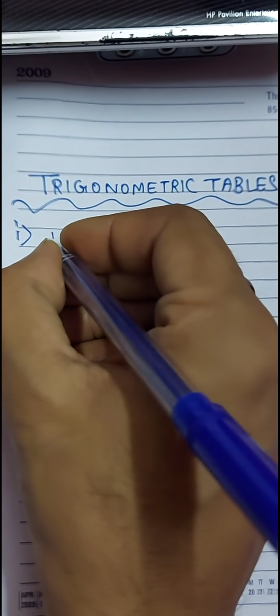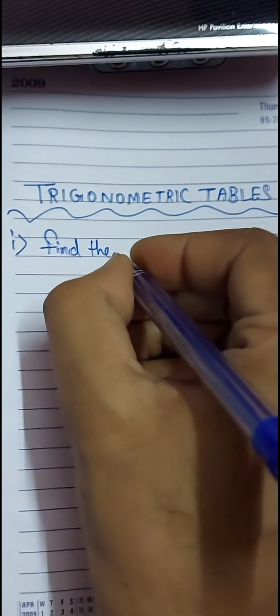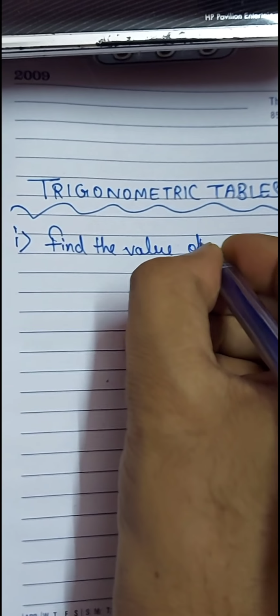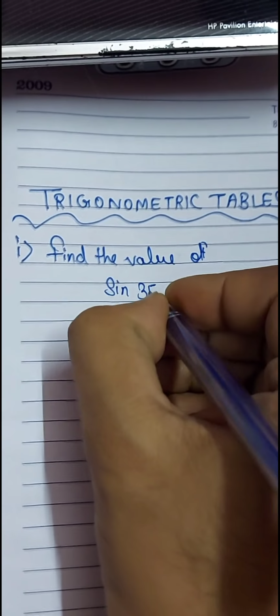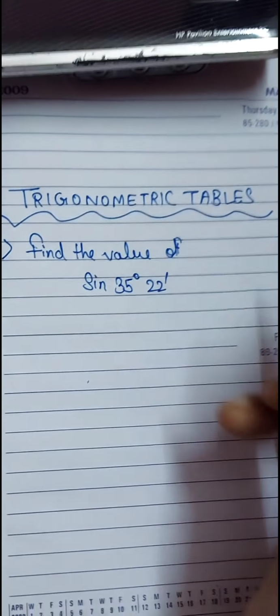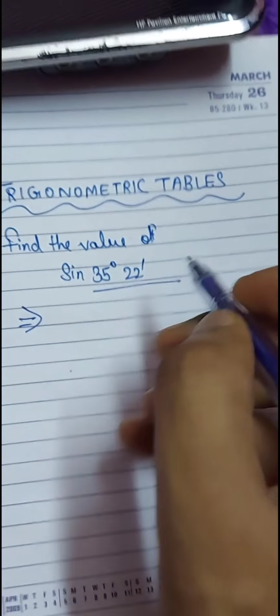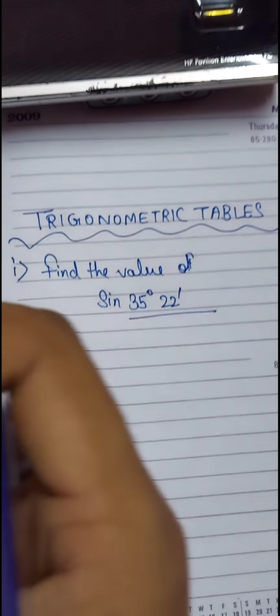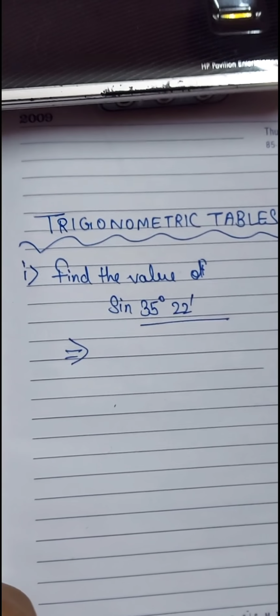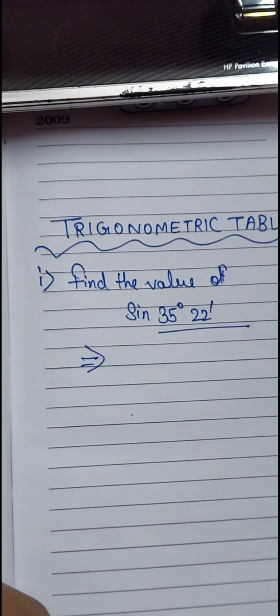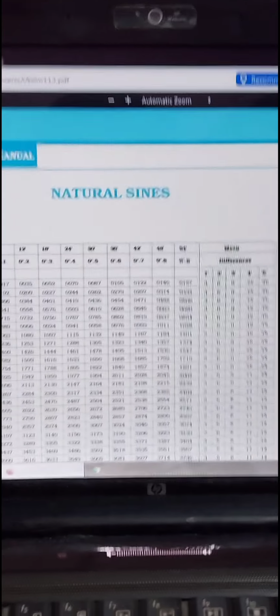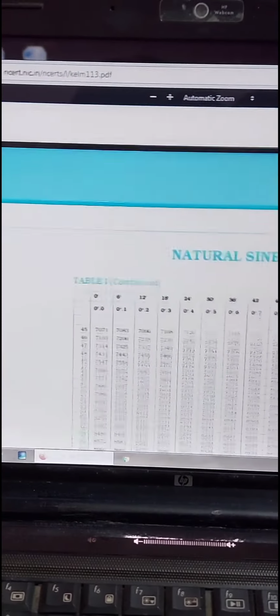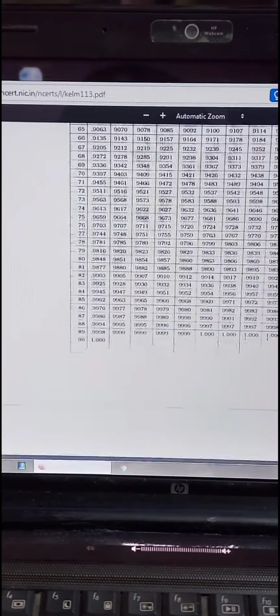Suppose for example we have a question: first, find the value of sine 35 degree and 22 minutes. Here this angle is not a standard angle. You know what sine 30 degree, 45 degree, 60 degree are, but how will we calculate sine 35 degree and 22 minutes? In this case, we will use the trigonometric tables. We can use the natural sine table from 0 to 90 degree, and then the cos tables we have. So here we have to find the value of sine 35 degree and 22 minutes.